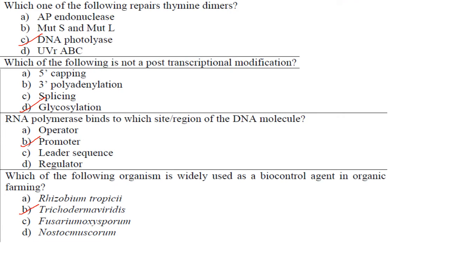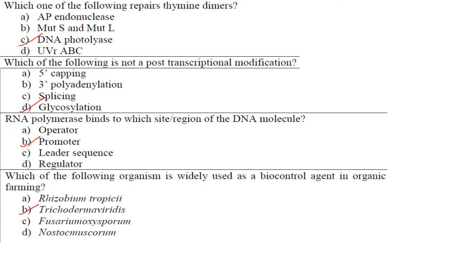Then next one. Which one of the following repairs thymine dimers? AP endonuclease, MutS, MutL, DNA photolyase. It is DNA photolyase. Answer is C. Which of the following is not a post-transcriptional modification? So it is glycosylation. Answer is option D. And then next one. RNA polymerase binds to which site or region of the DNA molecule? So RNA polymerase, it binds to the promoter. Operator is bound by the repressor.